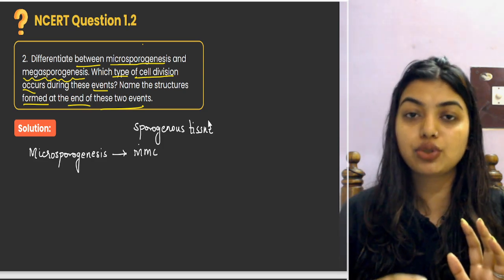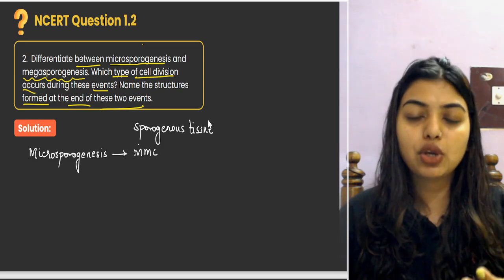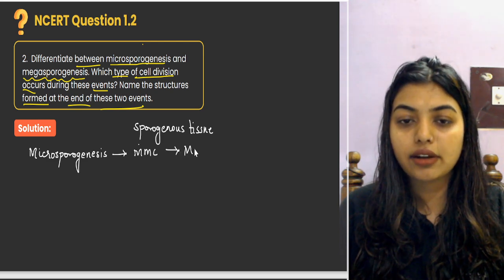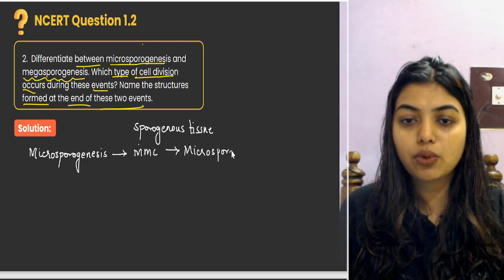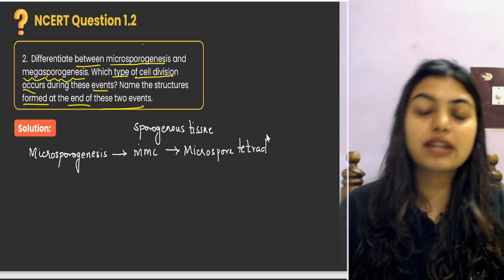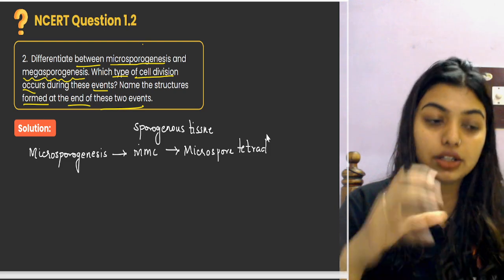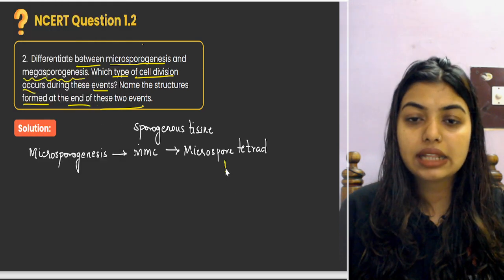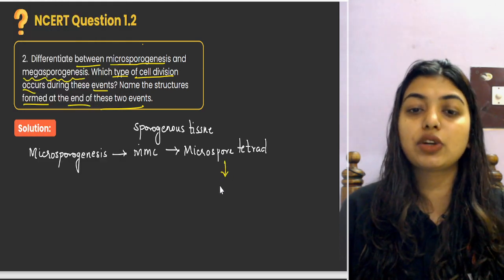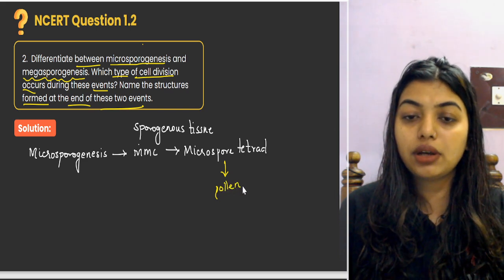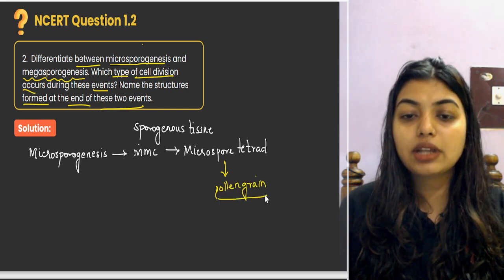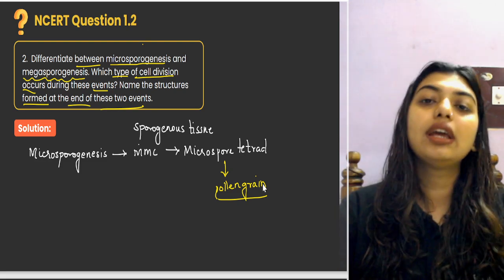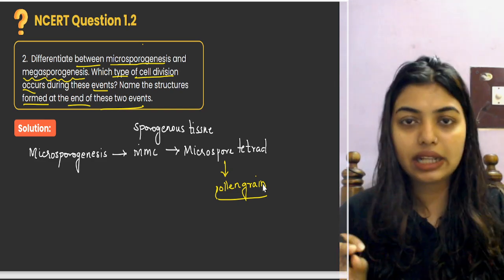Which type of cell division do they go through? They go through meiosis, right? Sporogenous tissue undergoes meiosis to form the microspore tetrad. That microspore tetrad will be covered with callose, which will be removed with the help of the tapetum. The callose will dissolve and separate the microspore tetrads, and each microspore is a potential pollen grain. So microsporogenesis is the process by which we form the pollen grain, or the male gametophyte which bears the male gamete, with the help of meiosis.